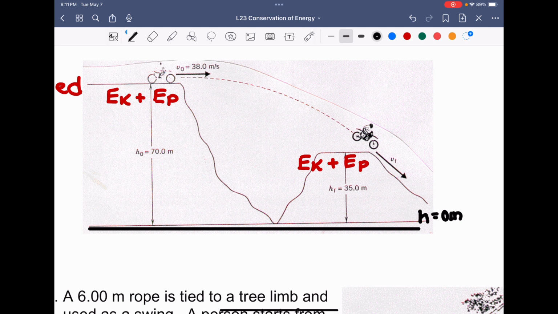Now, I'm going to get even more specific than this. I want to write subscripts. This is EKI, EPI. This is EKF. I'm going to erase this just to make sure it's good. This is going to be EKF, or the final kinetic. This is going to be our final potential.